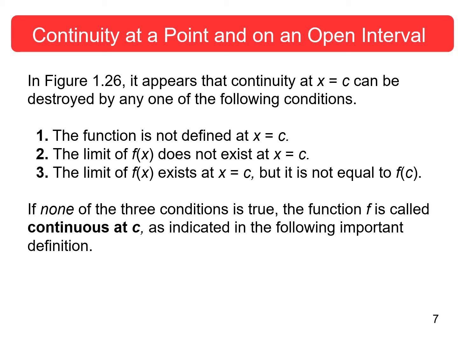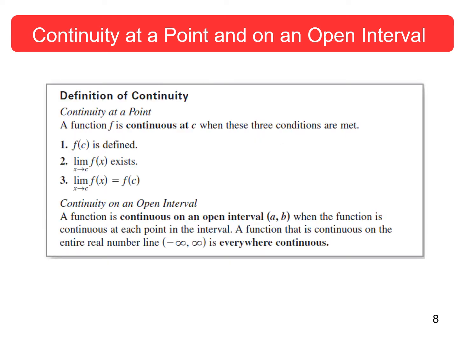Now, if none of the three conditions is true, the function f is called continuous at c, as indicated in the following important definition. We say that a function f is continuous at point c when all these three conditions are met. First condition is when the function is defined at c. Second, the limit of the function as x approaches c should exist.